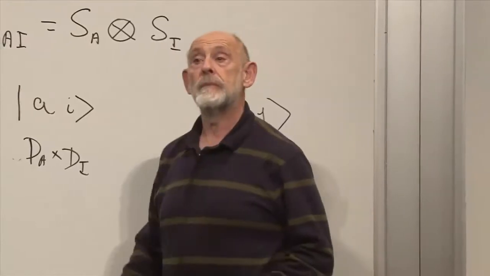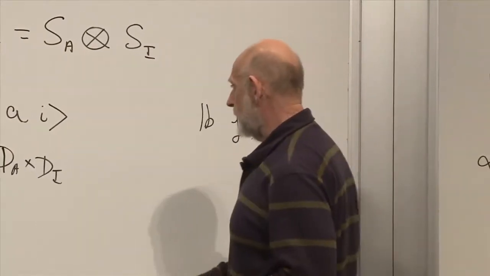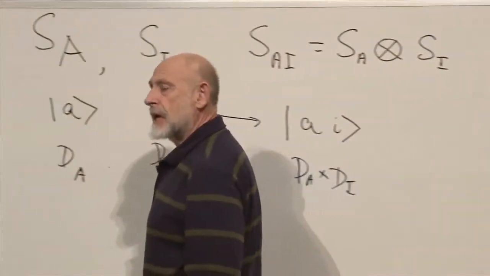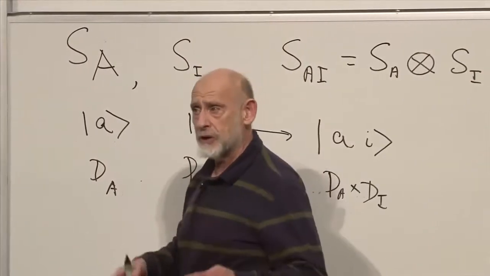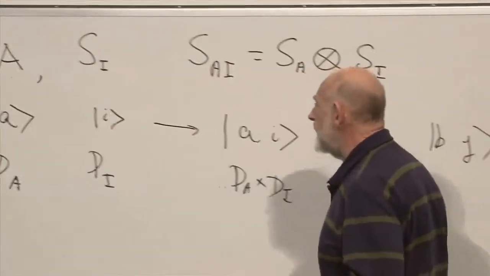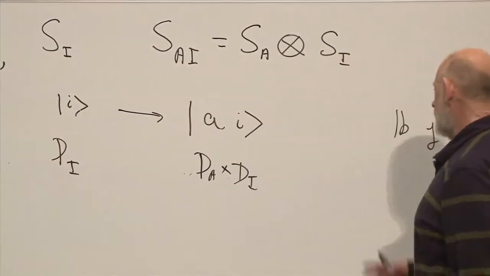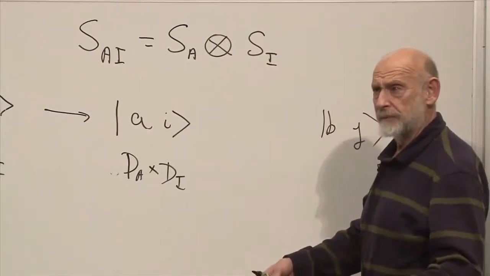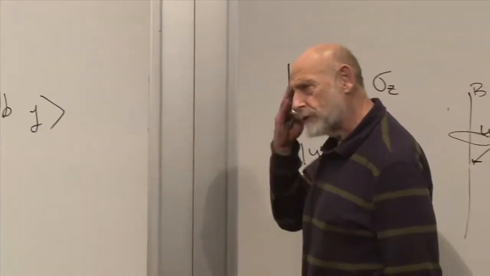Excuse me, are these arbitrary vectors A and... These are basis vectors. So they're part of an orthonormal basis? Yes, you could pick any orthonormal basis for this one and any orthonormal basis for this one. Yeah, okay. But you could pick any orthonormal basis from this one, any orthonormal basis from this one, and put them together this way, and you'll get the same result. It doesn't matter which basis you pick, but let's pick a basis to be concrete.